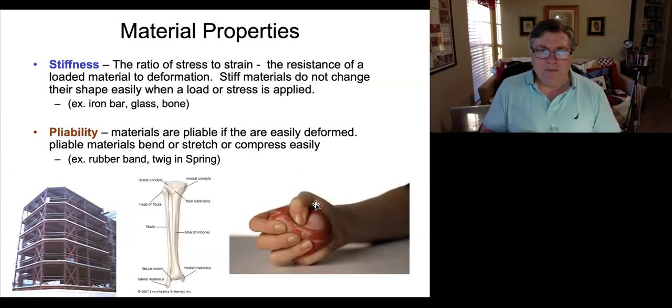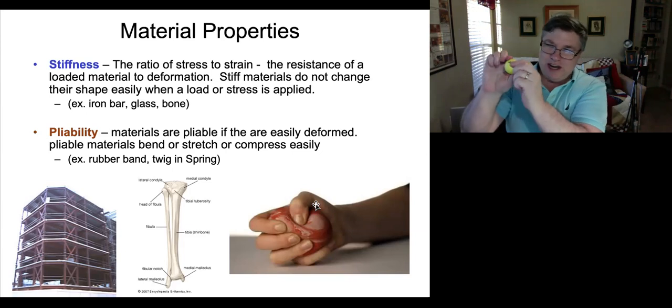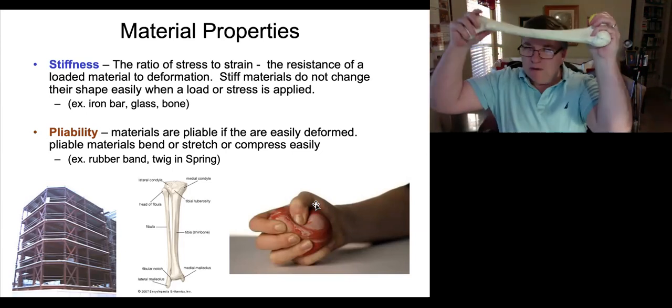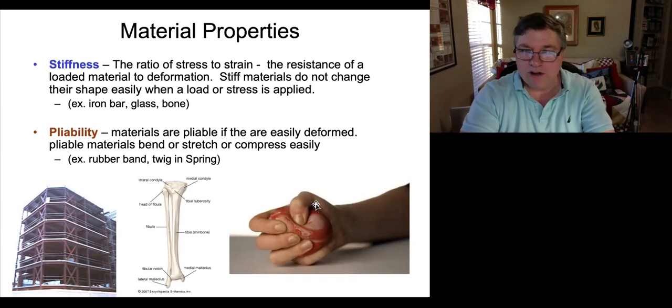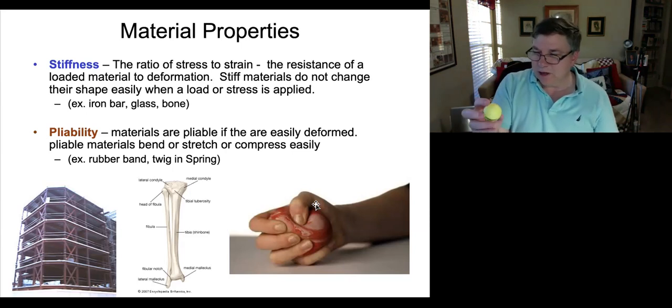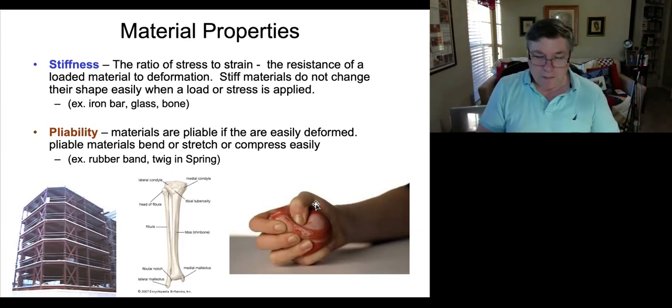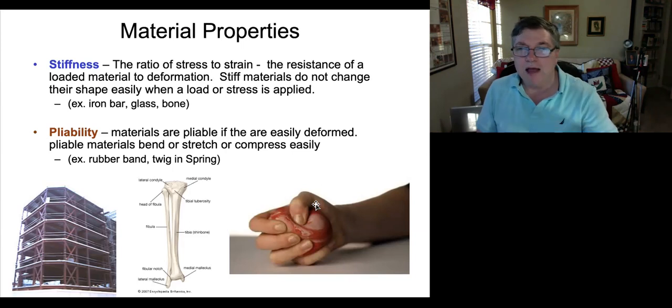Okay, the next set of material properties, stiff versus pliable. So a stiff material is really hard. It's difficult to change its shape, like this golf ball or a bone. They're really stiff materials, they don't want to bend or stretch or compress. They will, but not very much. It takes a titanium wood going about 110 miles an hour to put about 35% compression on this golf ball. The opposite of a stiff material is a pliable material.